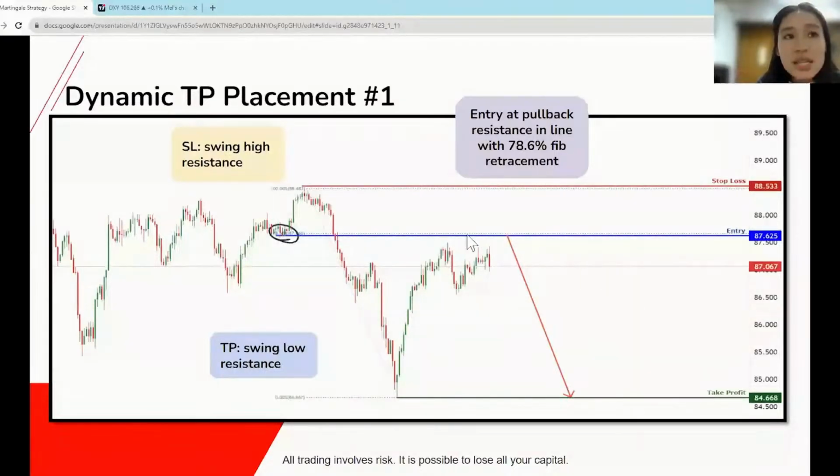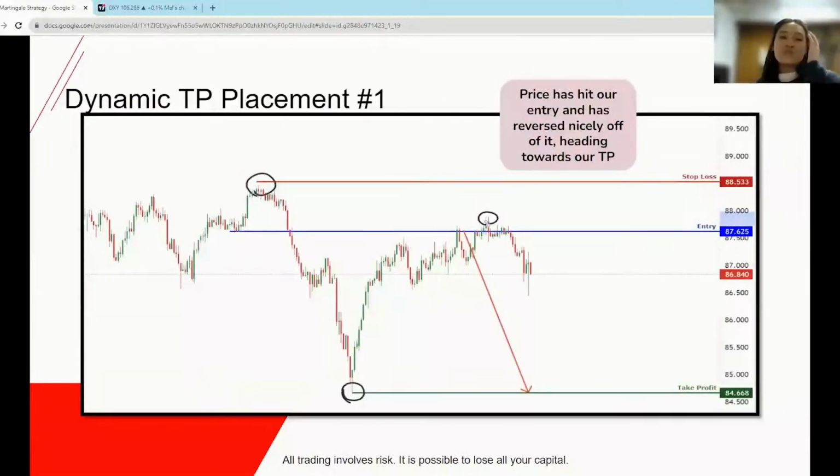Okay, so this pullback level is in line with a 78.6% Fibonacci retracement. So you can see my starting point here and ending point here. So it's in line, and that's what we call a confluence area. So we're expecting price to continue to drop from our entry. You can see price has hit our entry and has reversed nicely off of it, and it's heading towards our take profit.